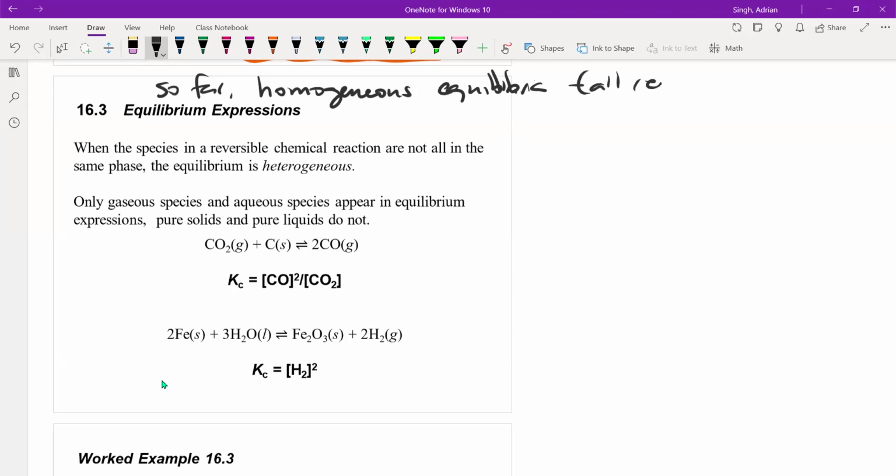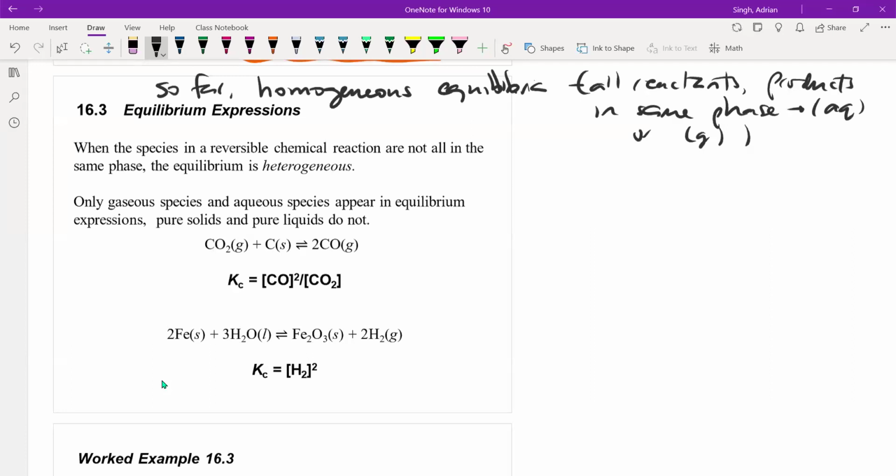So all reactants and products were in the same phase, usually all aqueous or all gases. What happens if we have other physical states or phases present? Well, if that's the case, what we end up with is not homogeneous equilibria. Instead, what we end up with is heterogeneous equilibrium. And that's where the species in your reversible reaction are not all in the same phase.